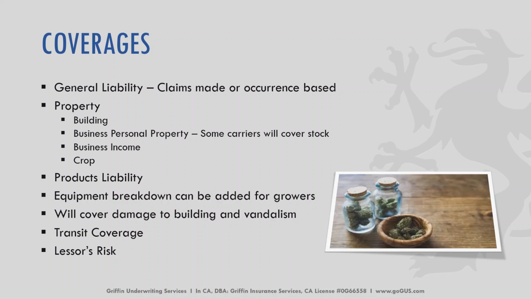As far as coverages go, we can write the GL on a claims made or occurrence basis. As far as property goes, typically we can write for the building, the BPP, business income, as well as crop coverage to a certain limit. Products liability, we do have some options for that as well. Equipment breakdown can be added for growers. We will cover damages to the building from vandalism. We do have transit coverage options as well as lessor's risk options.